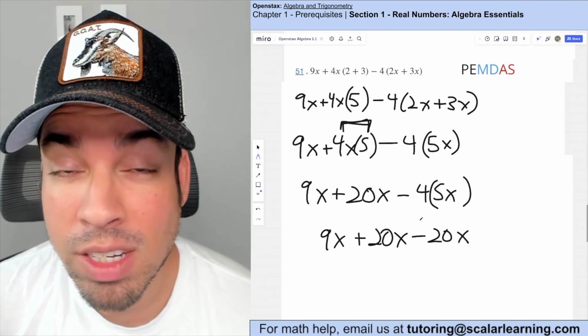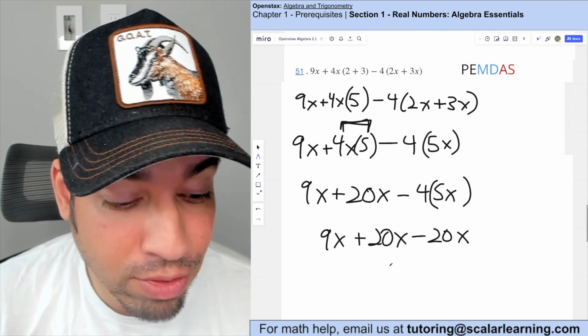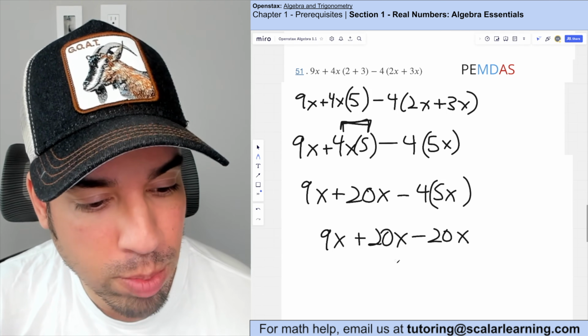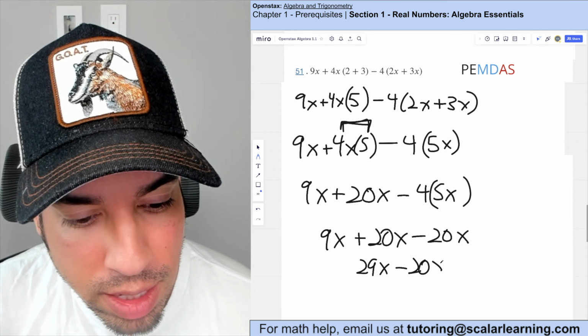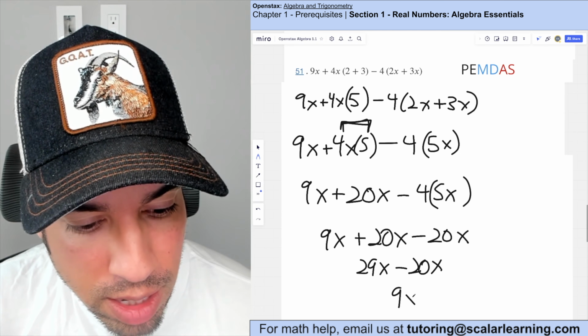Once again, addition's not before subtraction, but because it's on the left, we have to do addition first. So 9x plus 20x is 29x, minus 20x gives us 9x.